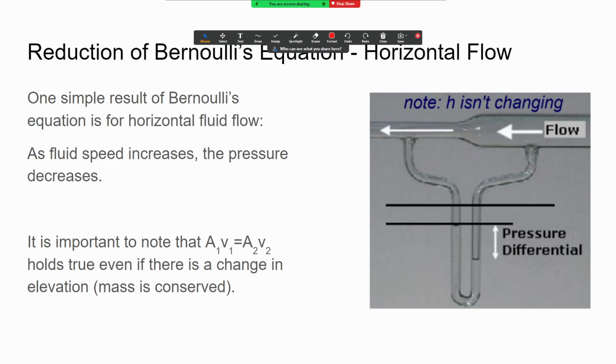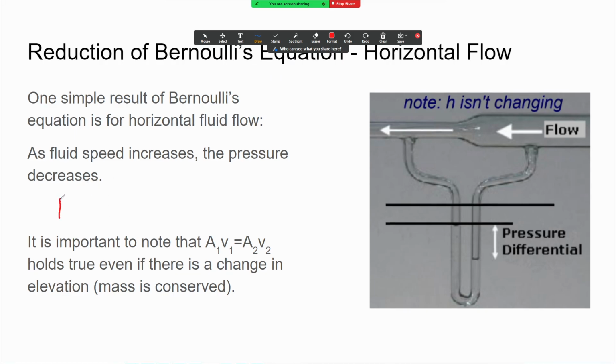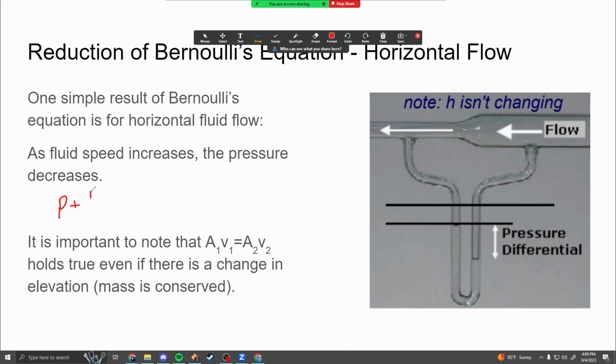So if we talk about the next thing, if we talk about horizontal flow, h is not going to change, so that actually makes things a lot easier. So P plus 1/2 rho v squared plus rho gy is going to be constant, as we know, because that's Bernoulli's equation. But this is going to go away because there's no change in y. Okay? So as the fluid speed increases, the pressure is going to decrease.